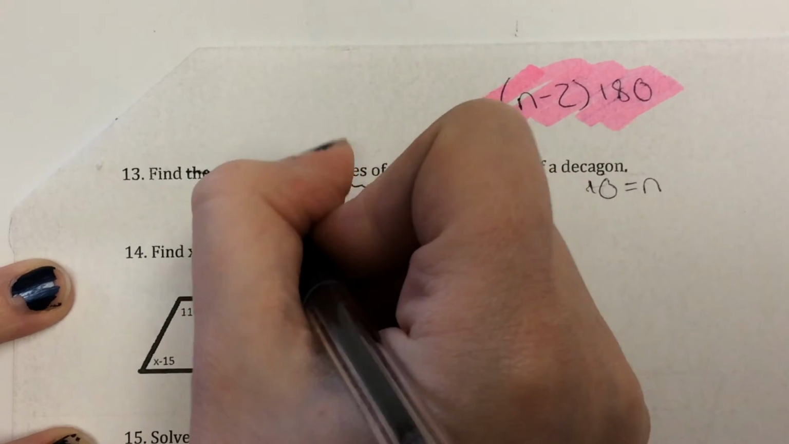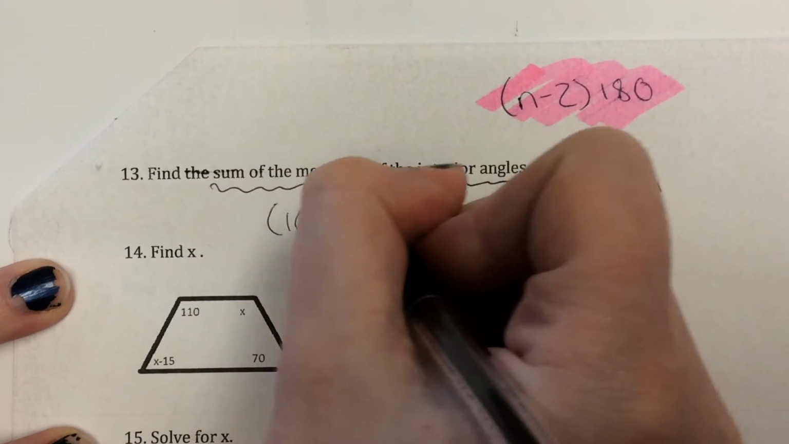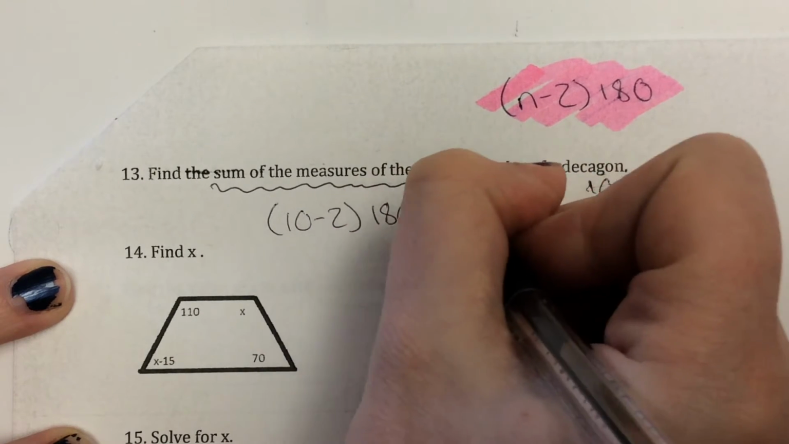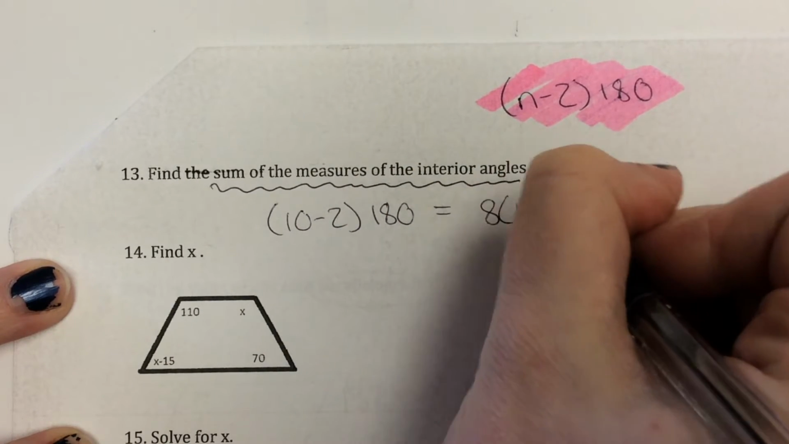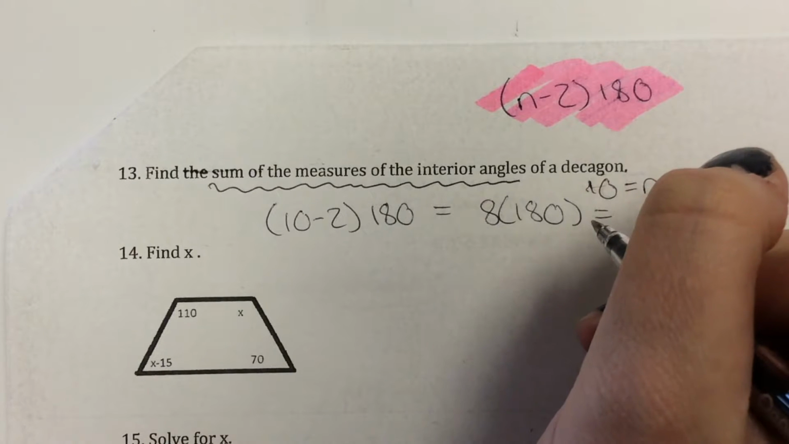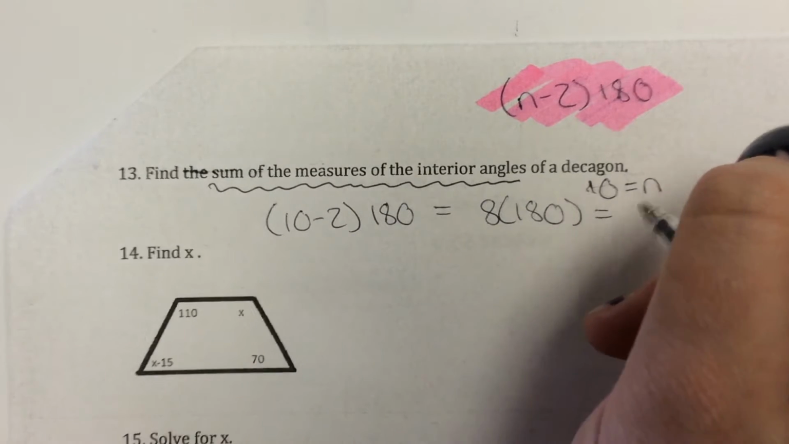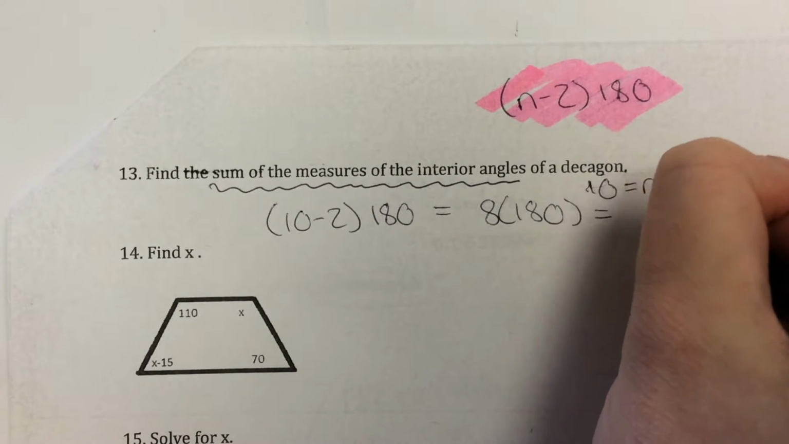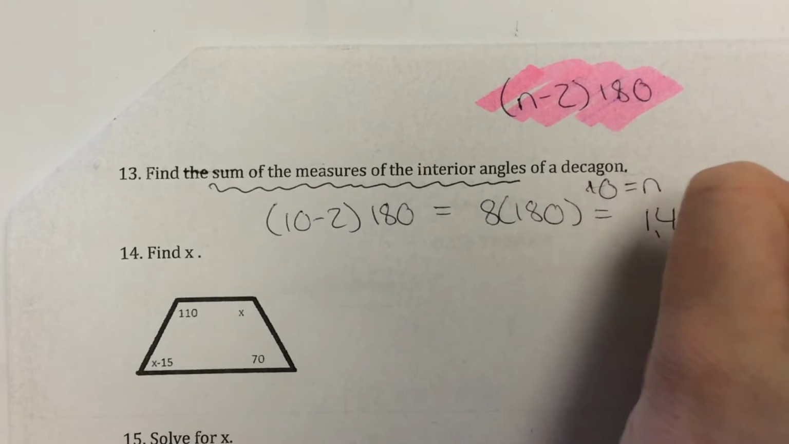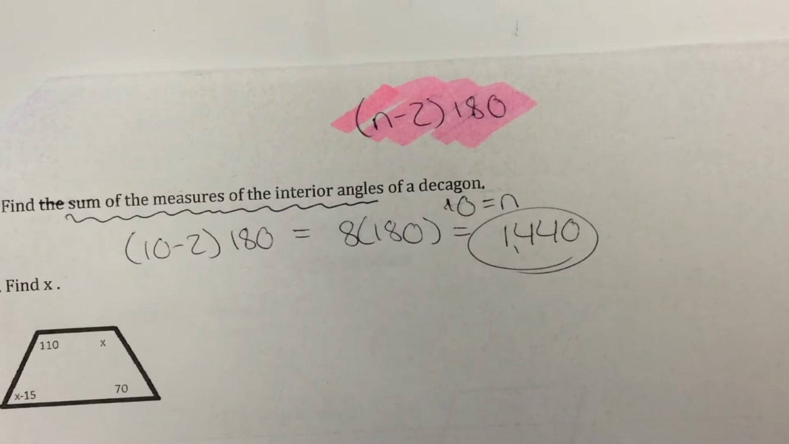So we've got 10 minus 2 times 180. So that's going to be 8 times 180, and I don't know that off the top of my head. Give me a second. 180 times 8. 1,440. Whoops, sorry. I didn't realize it was off the screen.